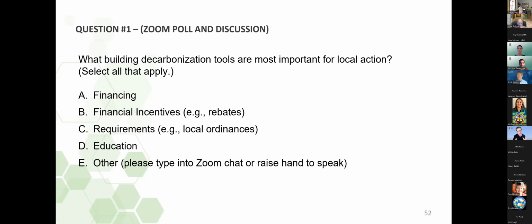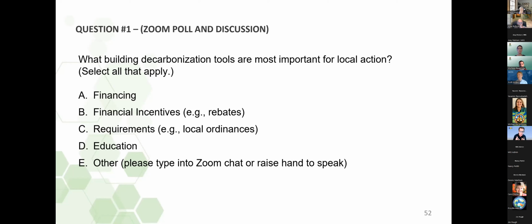So Scott Anders just talked about these pathways, right? The sectors we've been looking at. We just want to get some response and thought from you about building decarbonization. We have two initial polling questions we want to run by you. As you see the first one here, we want to get a sense from you of which building decarbonization tools are going to be most important for local action. And by local action, we mean a local jurisdiction, a city, a county government, most likely, perhaps a port, for example.